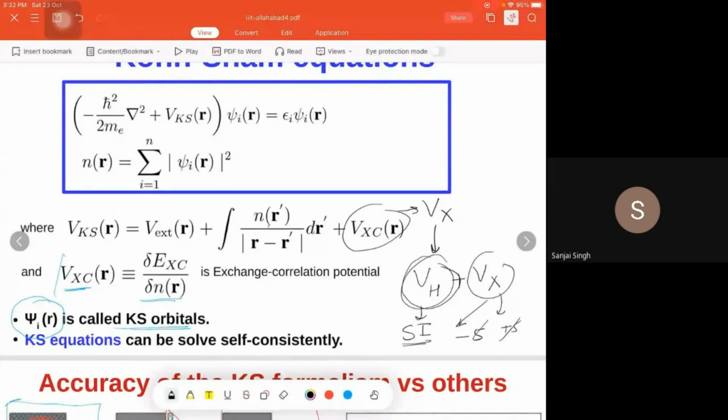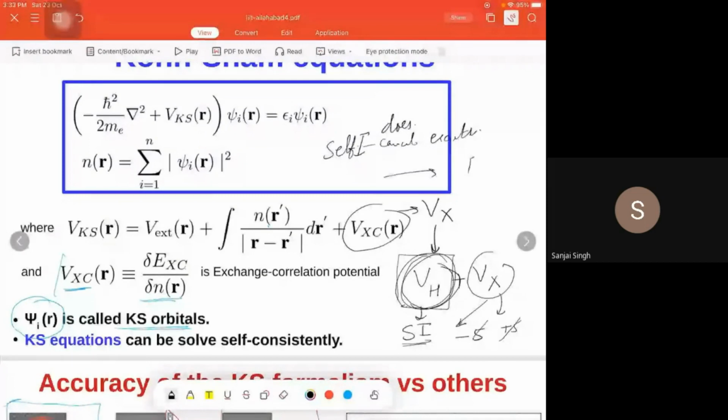But in DFT we have a problem here. We don't take the Hartree term in a similar manner as it is done in the Hartree-Fock equation. There is a different way to capture that. Because of that, the self-interaction doesn't cancel exactly in DFT. So these terms don't cancel. Because of that, you don't get correct band gaps with DFT.